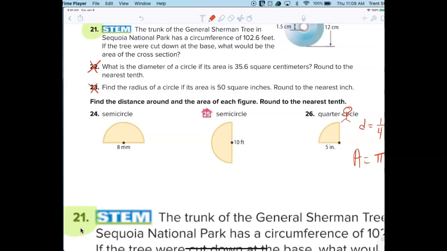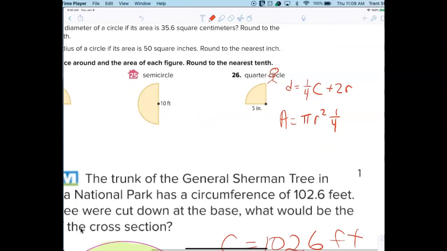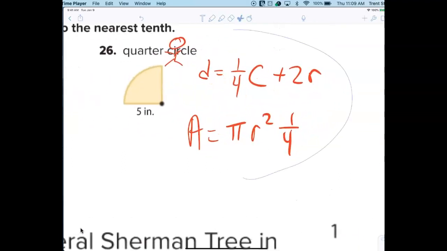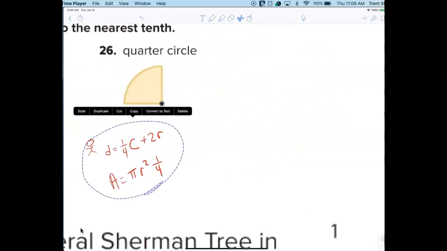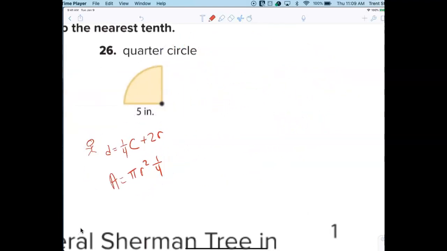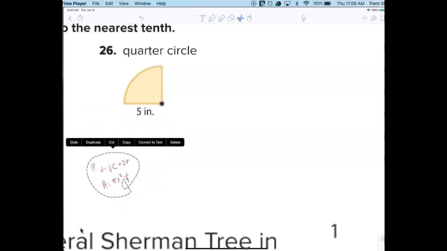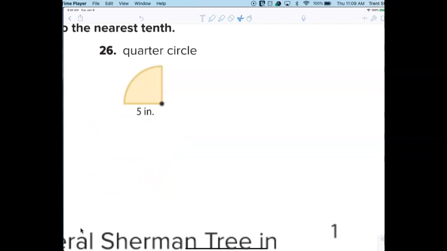Let's look at 26 now. This one's a good one. Now, did we say yesterday what the formula was? Did I give you the formula? Yes, it was the distance around, 1/4 of the circumference plus radius. That's exactly correct. So how do I figure out what the circumference is? It's just pi times the diameter, right? And what's the diameter? 10. Does everybody agree with that?